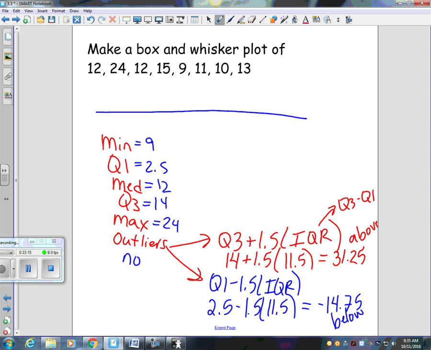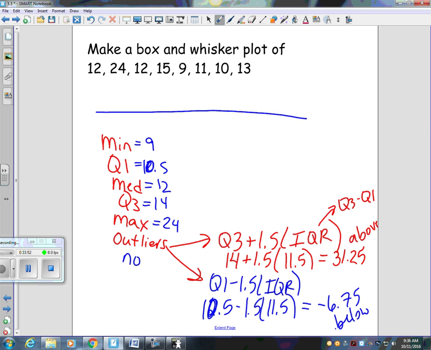So I need to go from, wait, Q1 is not 2.5. Okay, sorry. Q1 is 10.5. So somebody retype this in for me real quick, please. 10.5 minus 1.5 times 11.5. Negative what? Okay. So are there any numbers below negative 6.75? No, so there's no outliers.